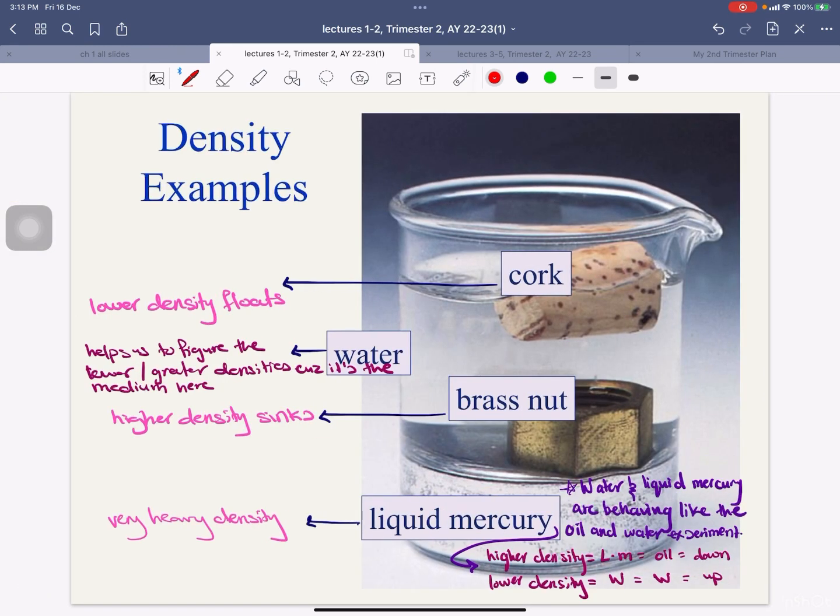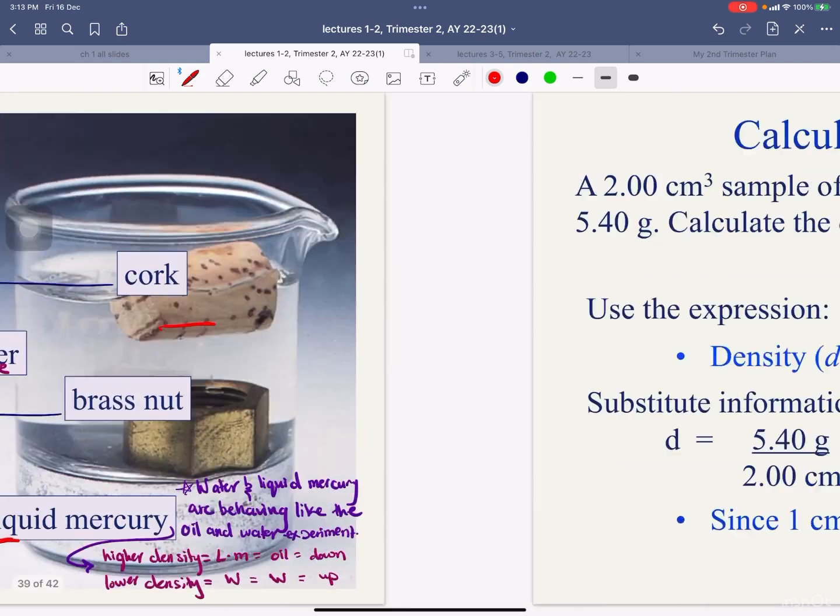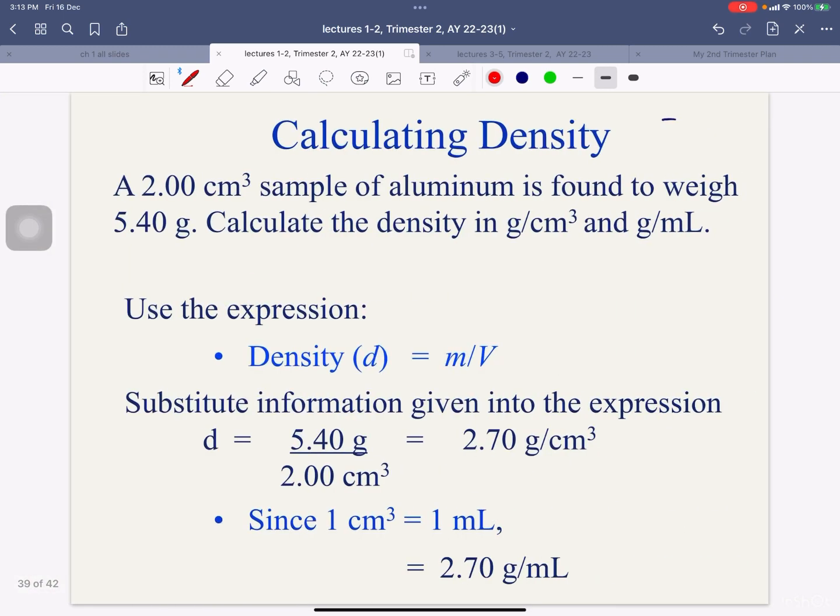Density example هنا is just an example عشان show you how density differences will act. So for example عندنا الكورك has a very low density, so عشان كده يطفو طلع فوق. Liquid mercury has a very very high density, so عشان كده نزل تحت آخر شيء. Brass nut has intermediate density, عشان كده جاء في النص بينهم. So here mainly we're just gonna focus more about calculating densities.